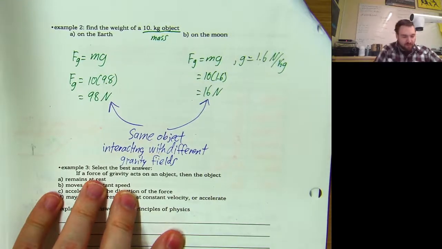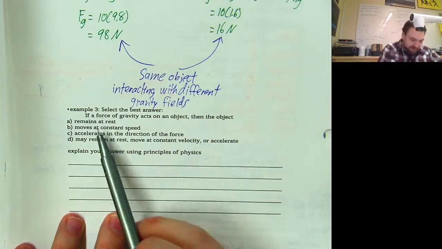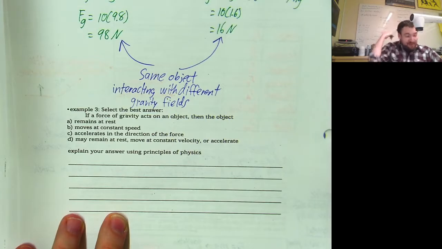Okay. Now, if the force of gravity acts on an object, then what happens to the object? Does it remain at rest? Does it move at constant speed? Does it accelerate in the direction of the force? Can you think of examples where this happens?